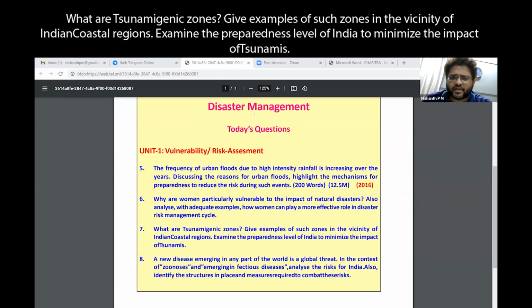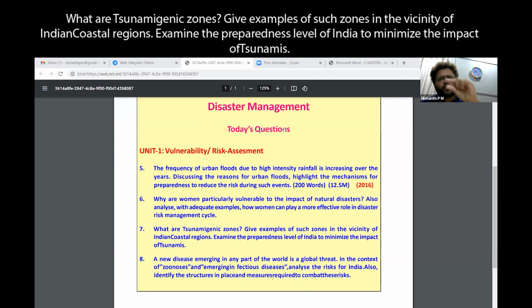So for these kind of questions, better draw the Indian map and show these particular zones, the subduction zones which create tsunamis. If you draw a small Indian map and show these zones, it will be very useful. And then examine the preparedness level of India to minimize the impact of tsunami.